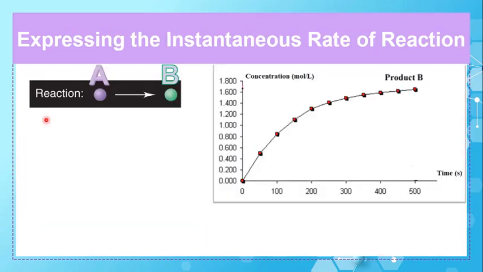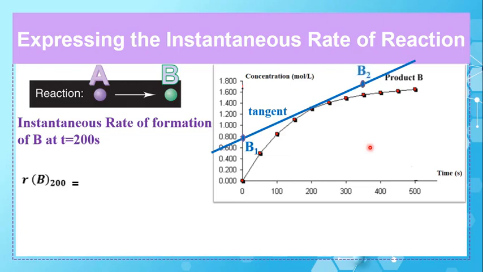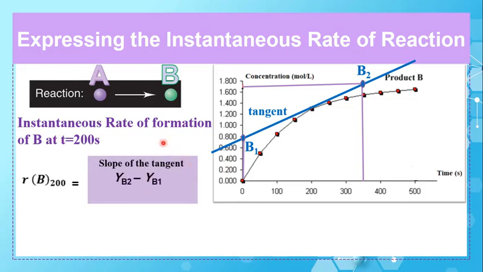How is that? Let's see. For the reaction seen in the previous videos, the reactant A gives product B. This is the kinetic curve of product B. To determine the instantaneous rate of formation of product B at T equal to 100 seconds, for example, we write the instantaneous rate of B at T equal to 100 seconds is equal to, on the curve, we draw a tangent at T equal to 100 seconds. We choose 2 points on this tangent, B1 and B2. We determine the coordinates of B1 and B2, and the instantaneous rate of formation of B at T equal to 100 seconds will be equal to the slope of this tangent equal to y of B2 minus y of B1 over x of B2 minus x of B1.